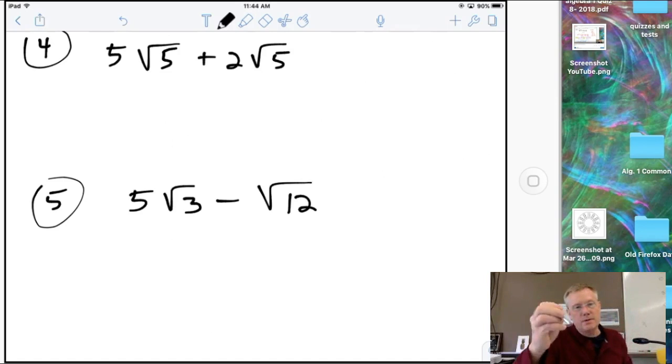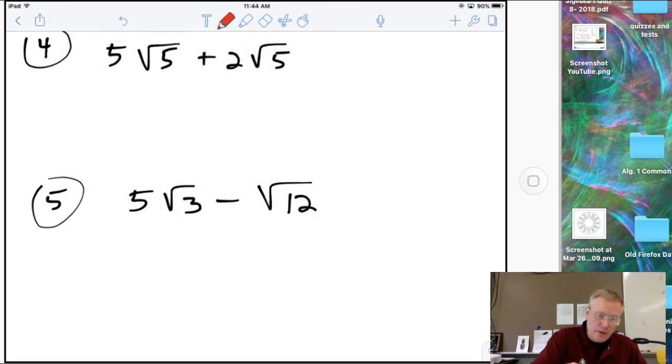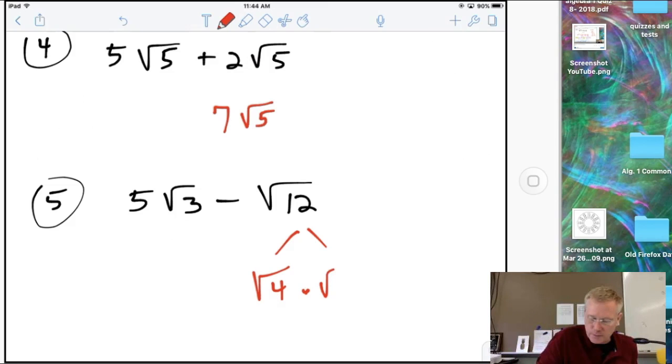All right, so here it starts getting a little harder. I no longer have the same number underneath the radical. Unlike the earlier one, where you can just add those together because they both have square root of 5, this one I've got to break up, otherwise I can't add them together. But I can break up 12. Remember, we already talked about breaking up radicals. 12 can be broken up into the square root of 4 times the square root of 3, because 4 times 3 is 12. I'm going to keep the 5 square roots of 3 over here on the side for a moment.